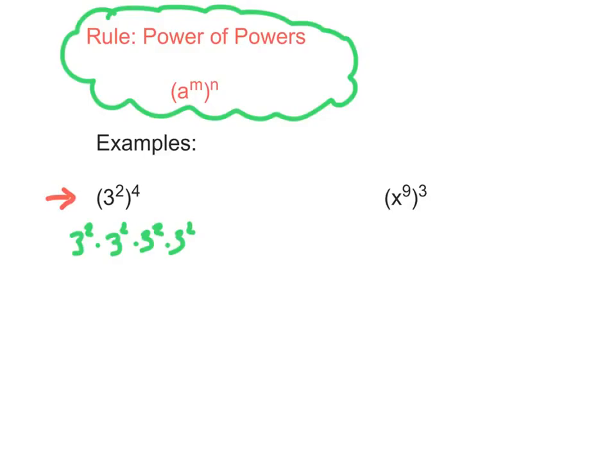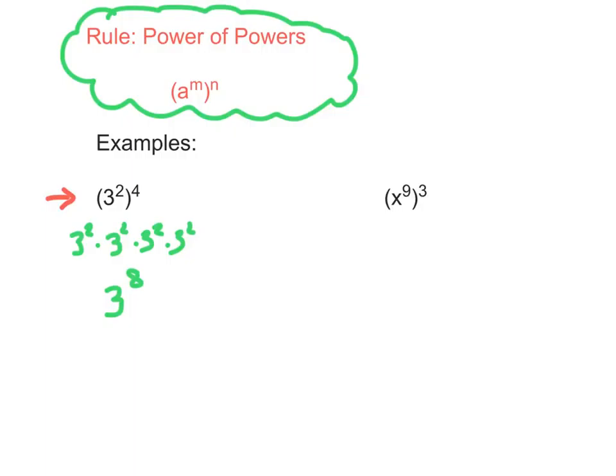Now look at what we have. We have the power rule that we discussed on the previous screen. If we have a base of 3, base of 3, base of 3, base of 3, we can keep the base of 3 and add the exponents. 2 plus 2 plus 2 plus 2 is 8.